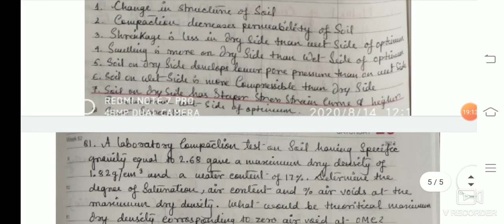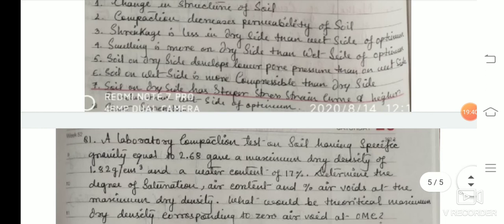Next, we are coming to pore pressure. So, what are the changes in pore pressure? Mainly, a saturated sample of clay when compacted on the dry side of optimum tends to develop lower pore pressure at lower strain than a sample of the same soil of the same density and water content compacted on the wet side of optimum. What are the changes in compressibility? A saturated sample of clay which is compacted on the wet side of optimum is more compressible than another sample of the same soil having the same void ratio but compacted on the dry side of optimum.